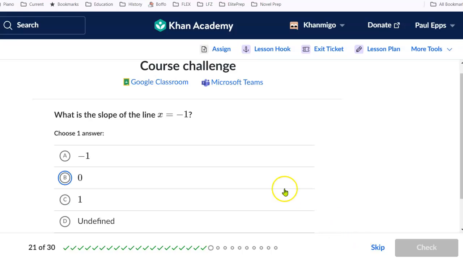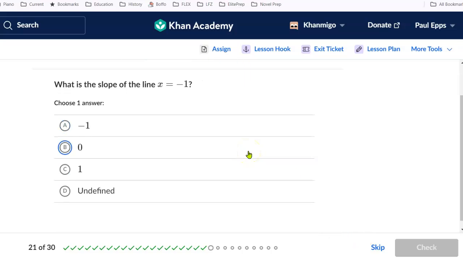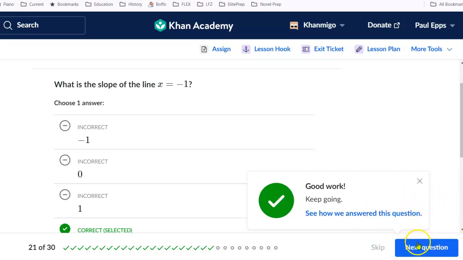What is the slope of the line x equals -1? x equals -1 is a vertical line, and the slope of a vertical line is undefined.